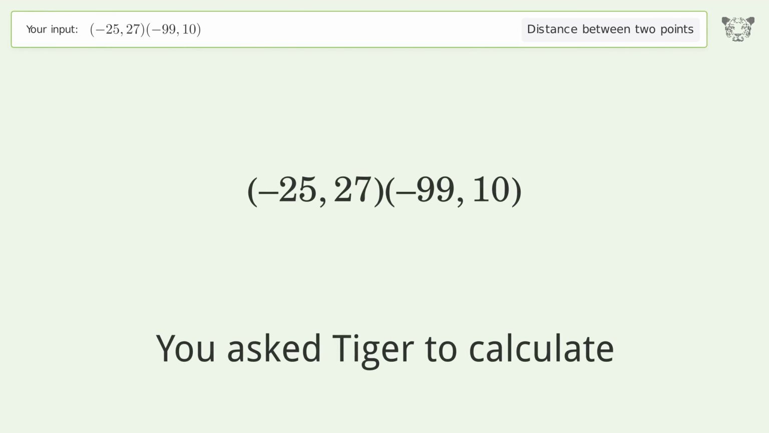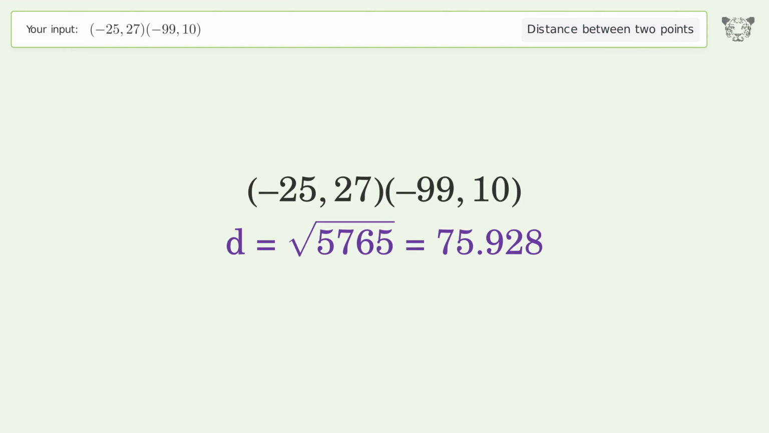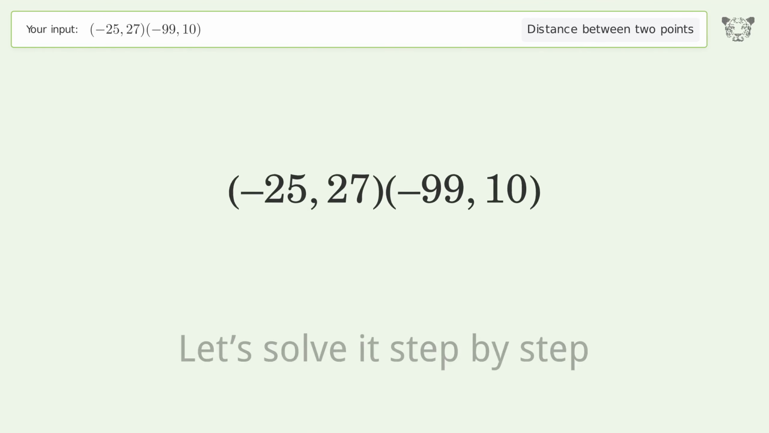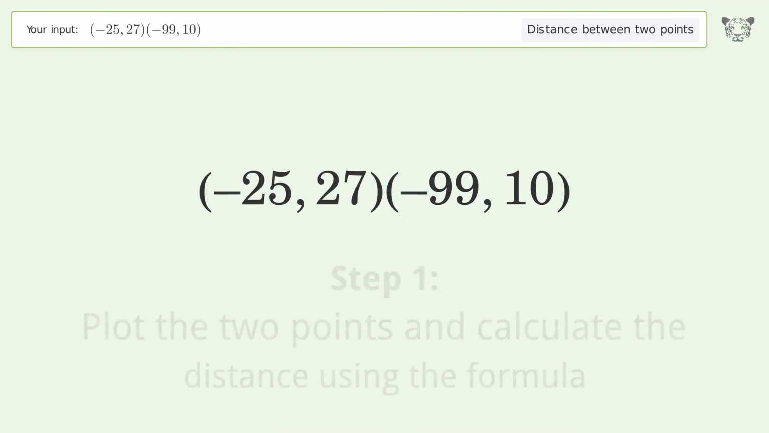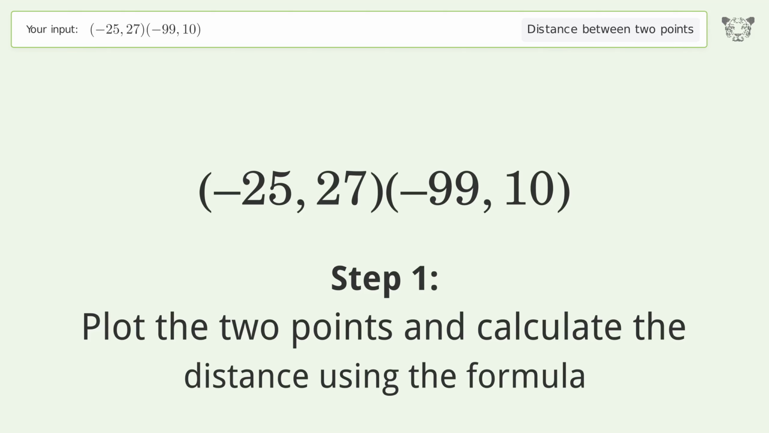You ask Tiger to calculate. This deals with the distance between 2 points. The distance between the 2 points is the square root of 5,765 or 75.928. Let's solve it step by step. Plot the 2 points and calculate the distance using the formula.